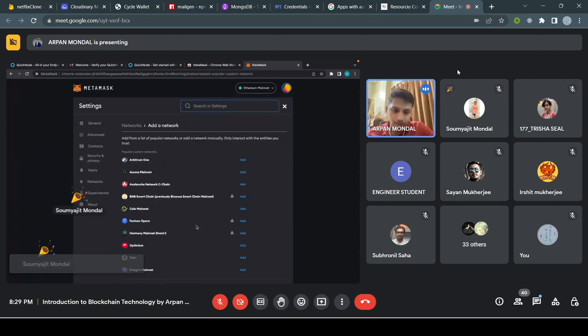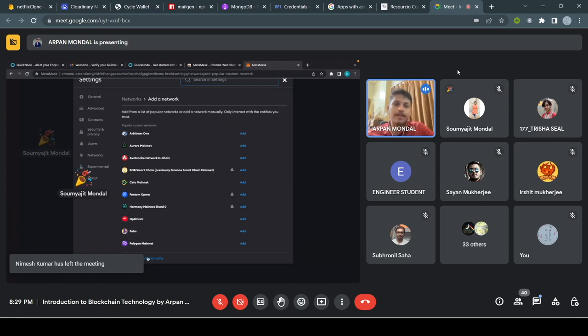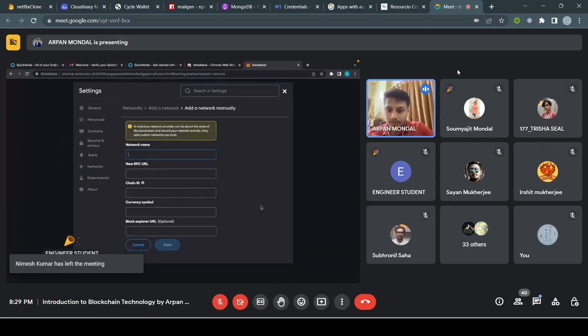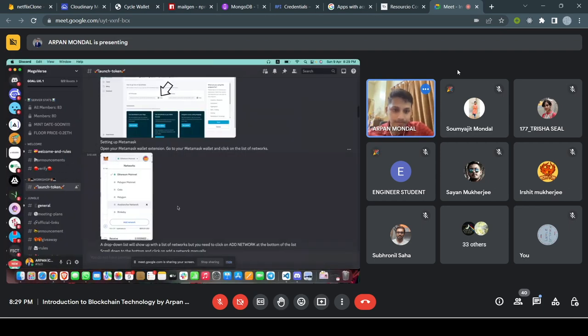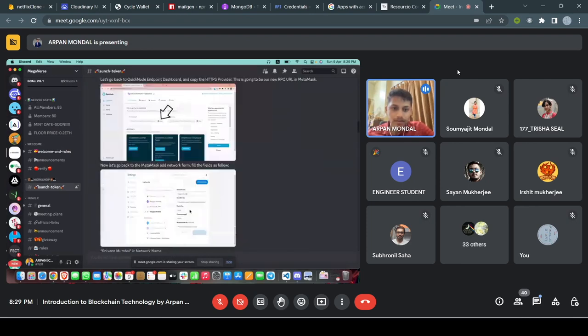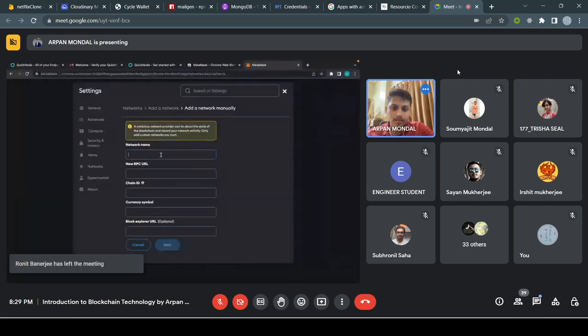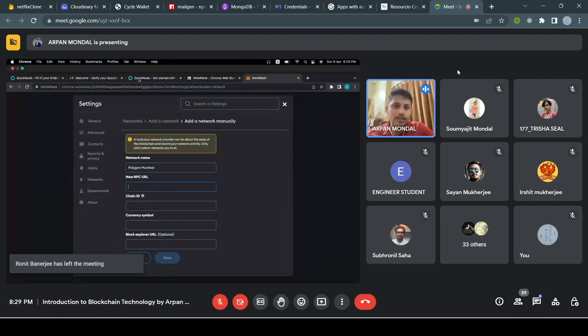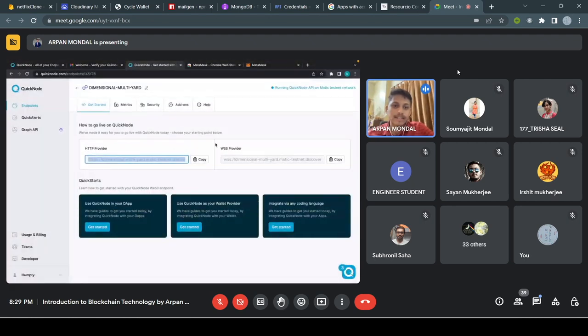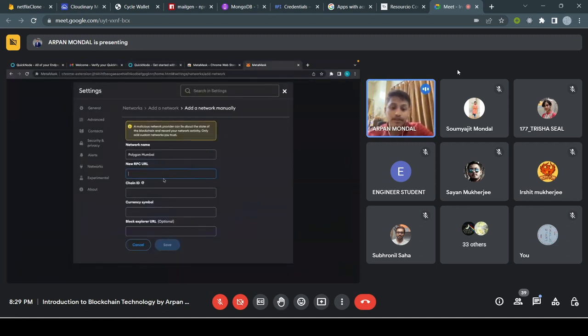We are adding the network from here. We're going to add network manually. Everything is given in the Discord. So now we're just going to copy and paste. This is Polygon Mumbai, the testnet name. Now we're going to copy the resource URL from QuickNode. This is the HTTP provider URL which you have created. We're going to copy that because this is where the endpoint of the transaction will go.